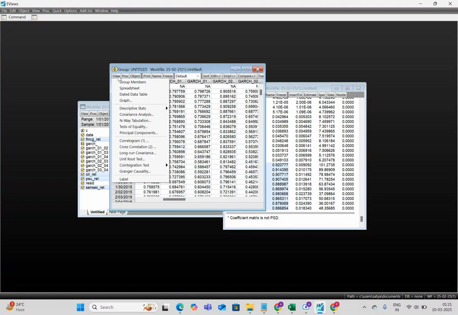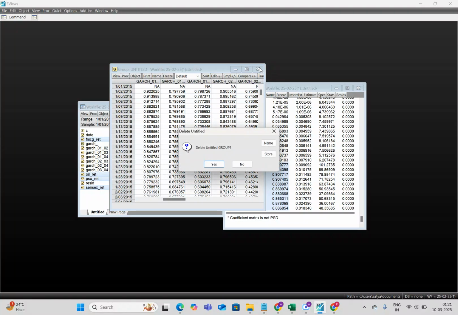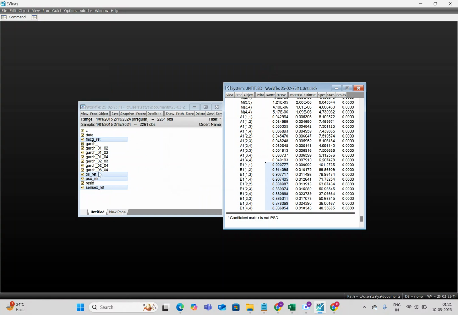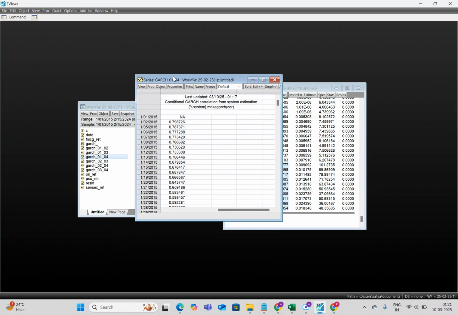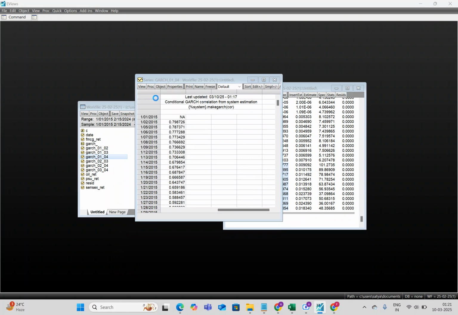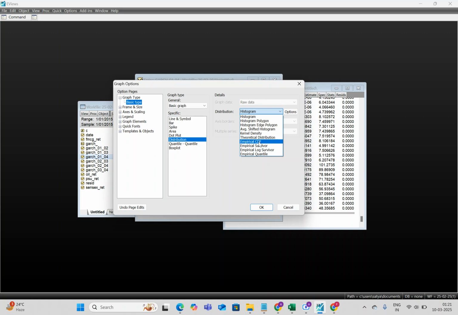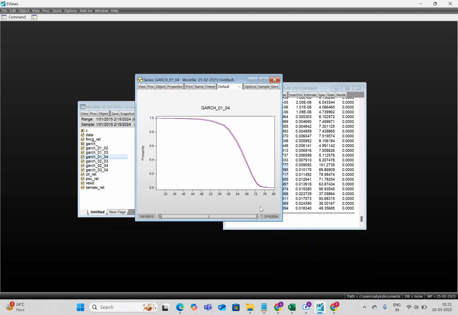Okay, so we go to View, we go to Graph. Firstly, let us just open GARCH 1 4. As we remember, GARCH 1 4 was FMCG. Let us open it and put it here. Then we go to View, then Graph, then Graph distribution, right? Here we will choose the empirical survivor function. So here it is.